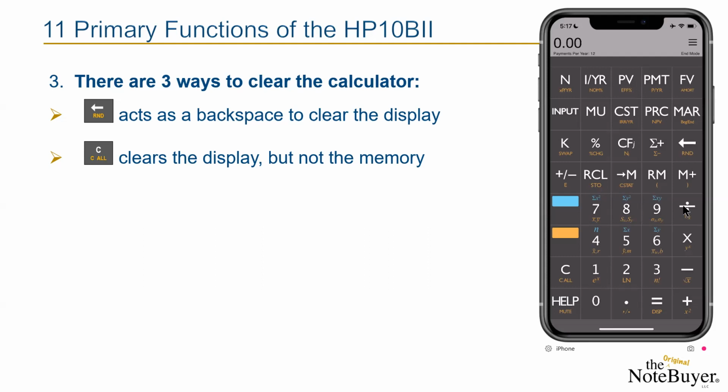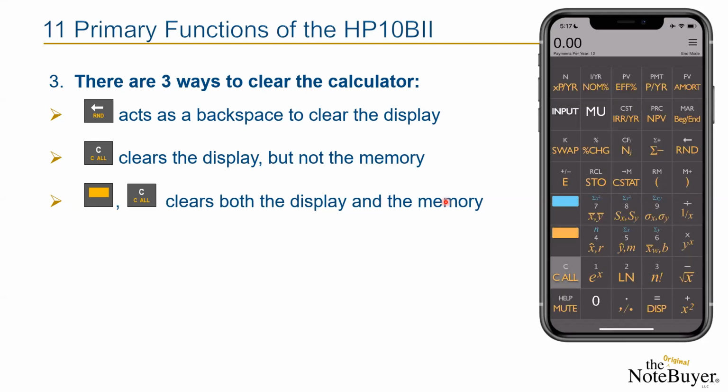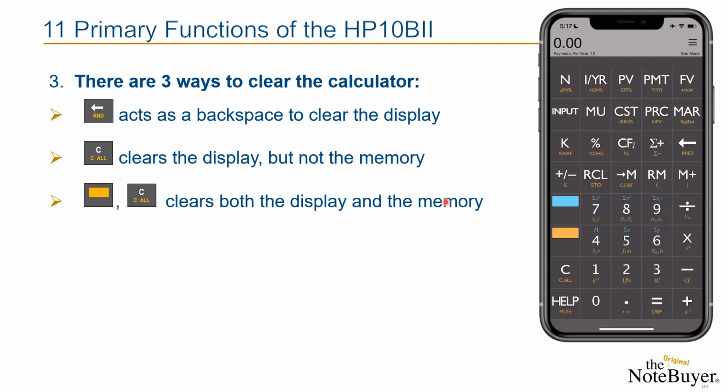Now, the next one is very important, and that is the shift clear all. So that's shift and then clear all. The reason that is so important is that it not only clears the display, but it also clears the memory. So it clears everything that is in the registers. And you're saying, Donna, what's a register? Don't worry, I'm going to show you that in just a minute.